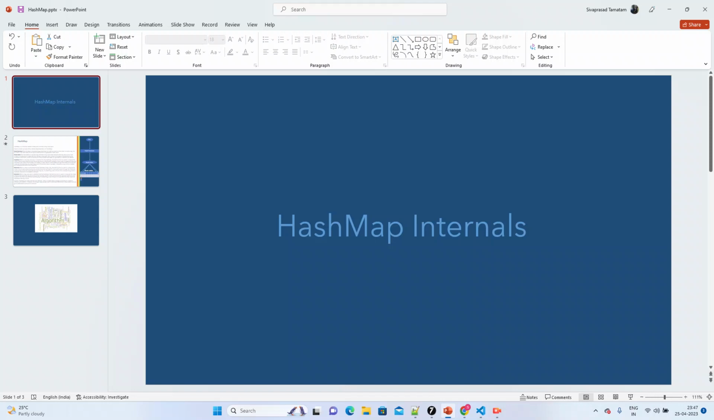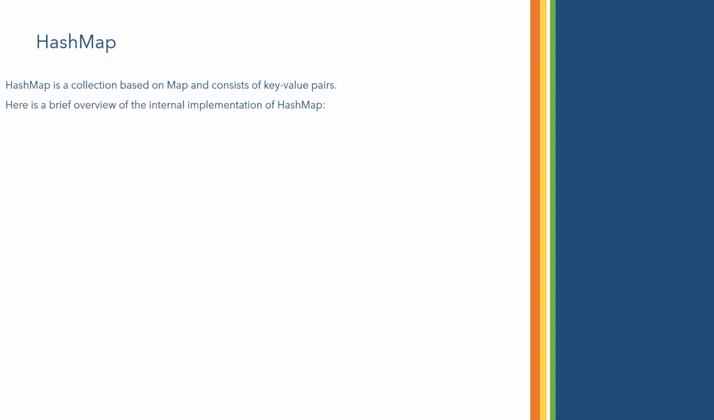Let's learn about HashMap internals, how it is implemented as part of this session. So HashMap is a collection based on map and consists of key value pairs. Here is a brief overview of the implementation of HashMap.